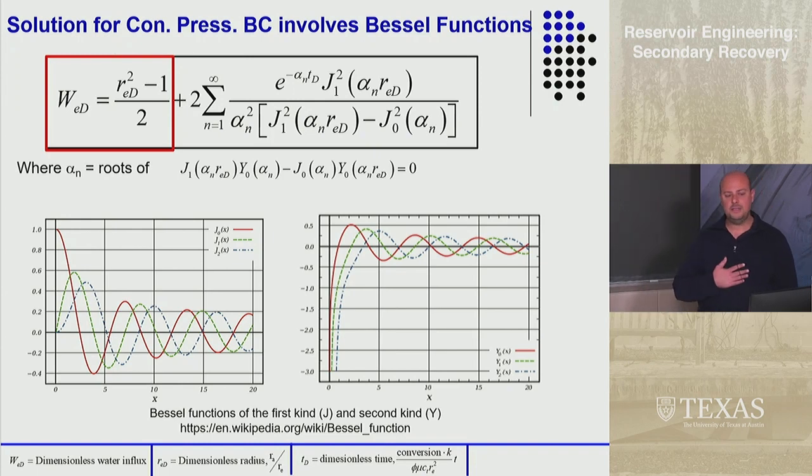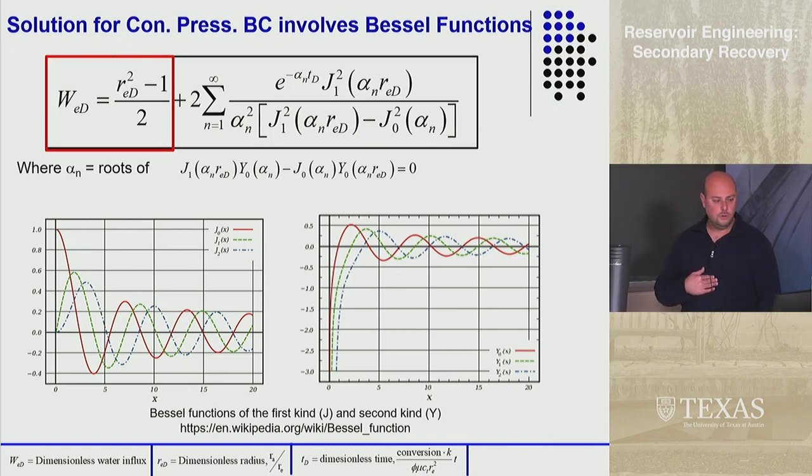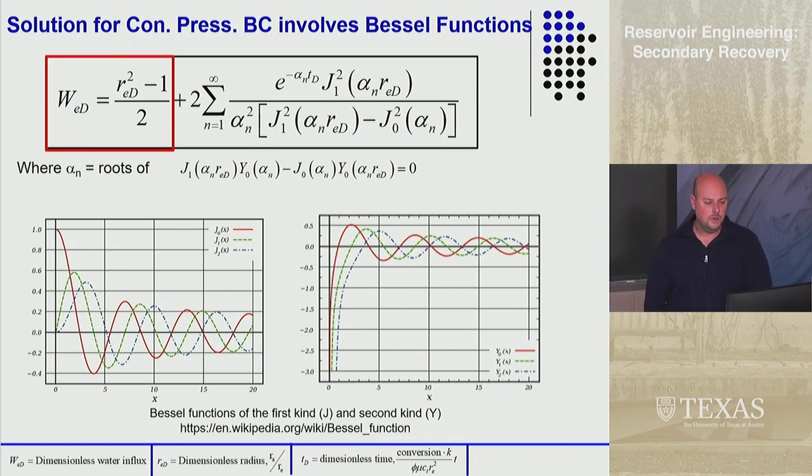Okay, but with that said, I don't want to use this equation. It's ugly. I've got an infinite series. I've got these Bessel functions, which I'm not super familiar with. I'd have to find the roots of this ugly equation here to get my AN. That seems tedious and difficult.